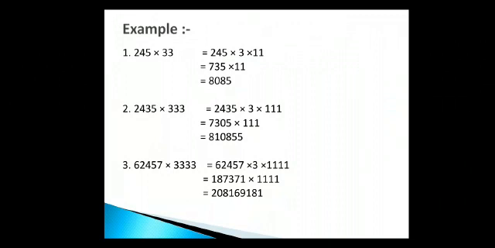The next example is 62457 multiplied by 3333. So we can write it as 62457 into 3 into 1111. So 62457 multiplied by 3, we get the answer 187371, and this number is again multiplied by 1111. So by the rule of 1111 we get the answer 208169181.